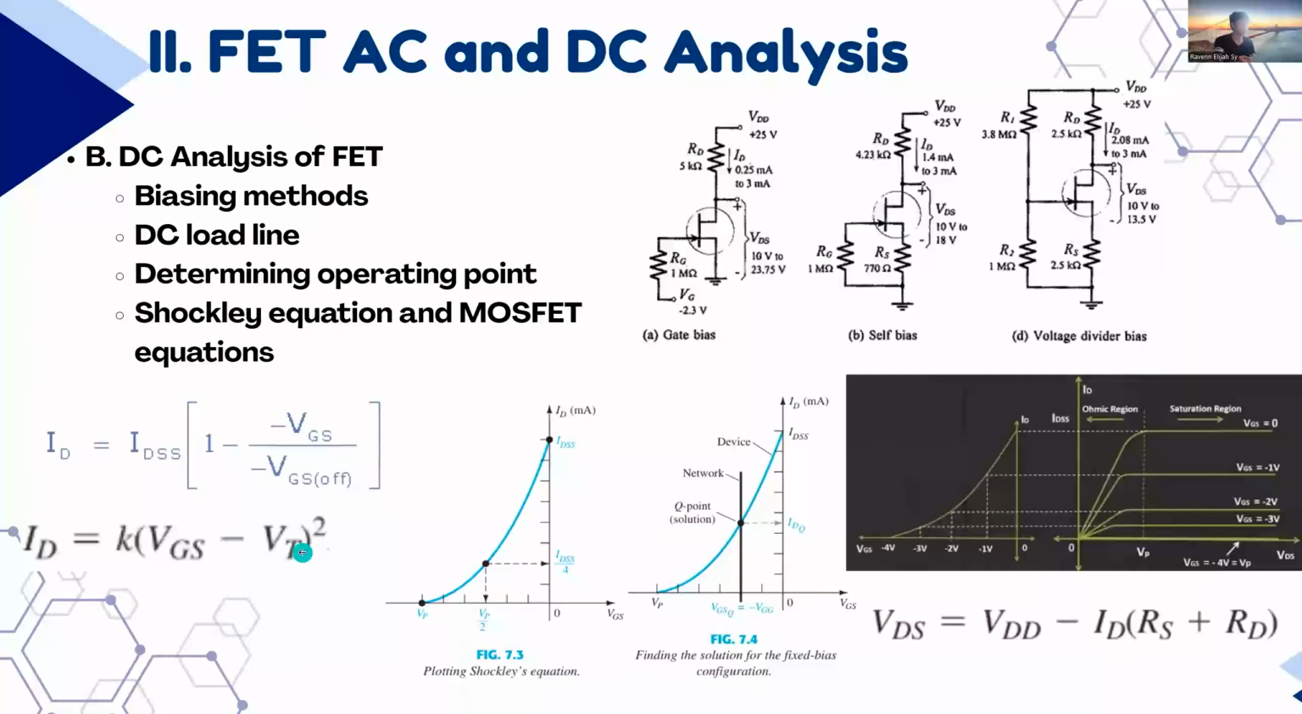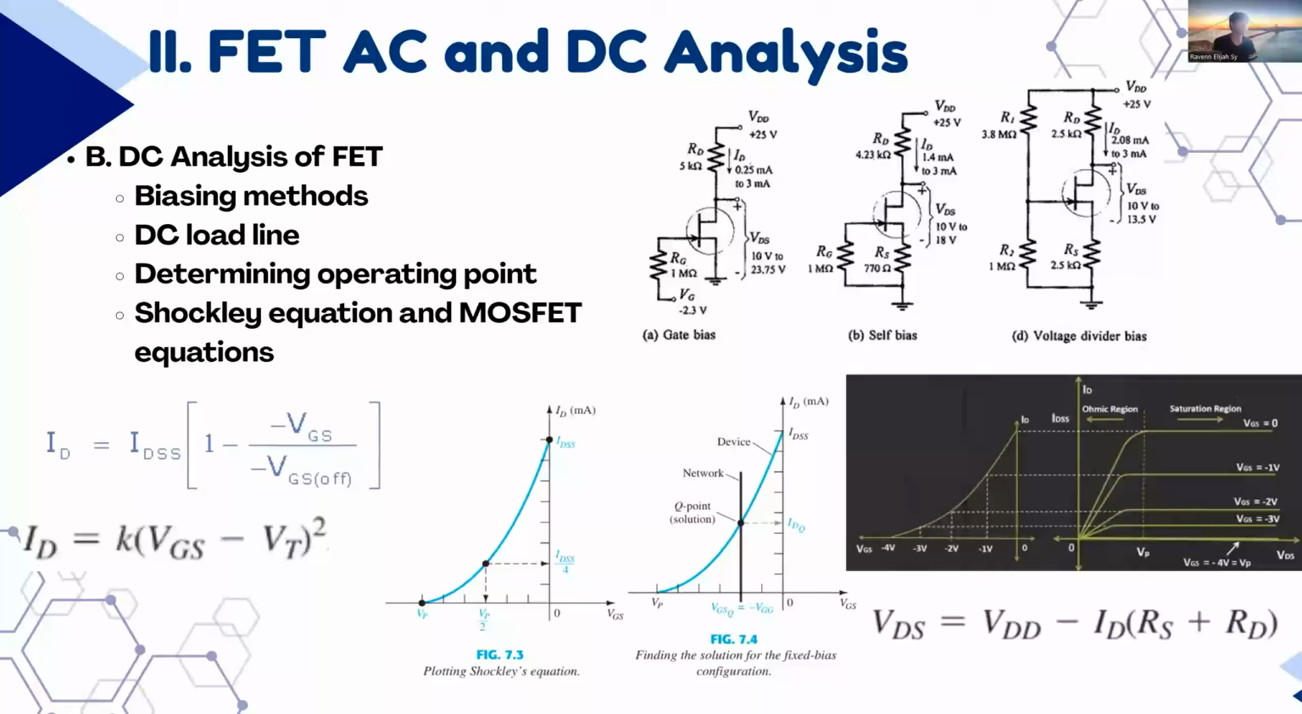So let's talk about biasing methods and operating point. To achieve stable operation, we must select an appropriate biasing network to lock in the operating point, or Q point, IDQ and VDSQ. The primary biasing methods are almost the same as the BJT biasing. So we have the fixed gate bias, self-bias, and voltage divider bias.